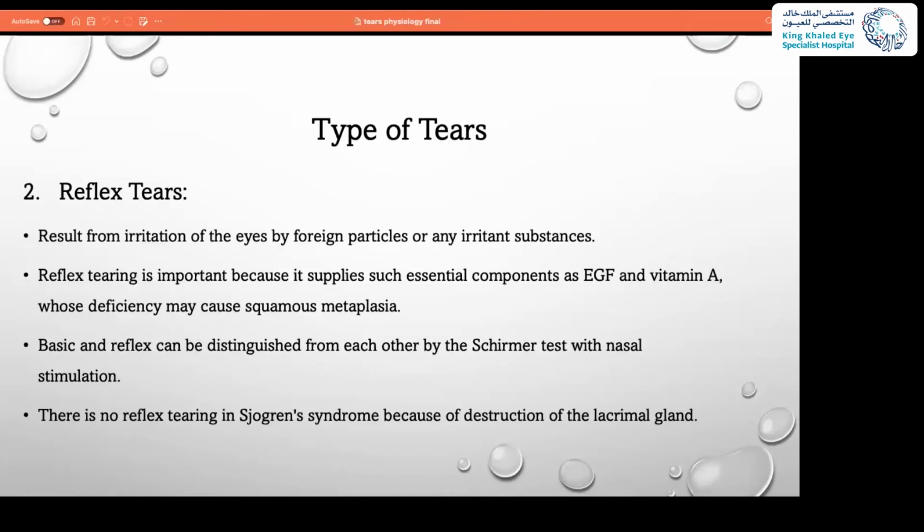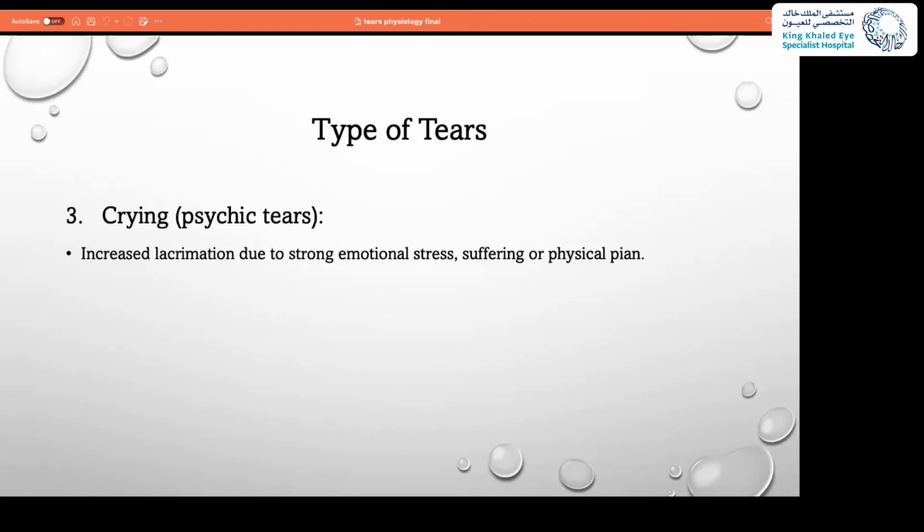Reflex tears result from irritation of the eye or with foreign bodies or any irritant substance. Reflex tearing is important because it supplies essential components like epidermal growth factor and vitamin A, whose deficiency may cause squamous metaplasia. Basal and reflex tears can be distinguished from each other by Schirmer tests. There is no reflex tearing in Sjogren syndrome because of destruction of lacrimal glands. The third type is psychic tears, which is increased lacrimation due to strong emotional stress, suffering, or physical pain.